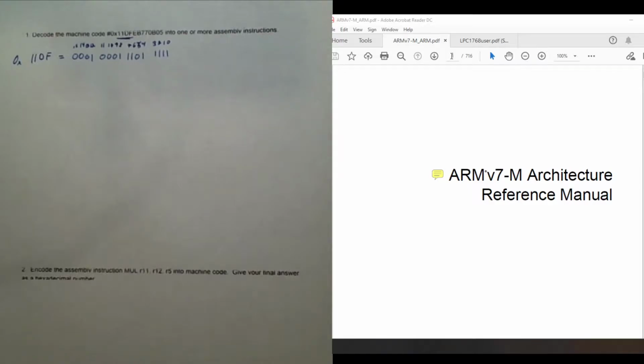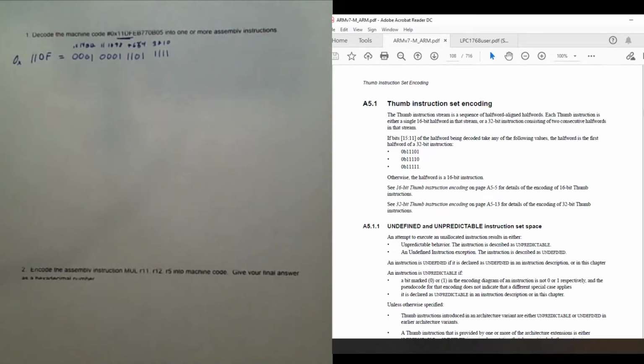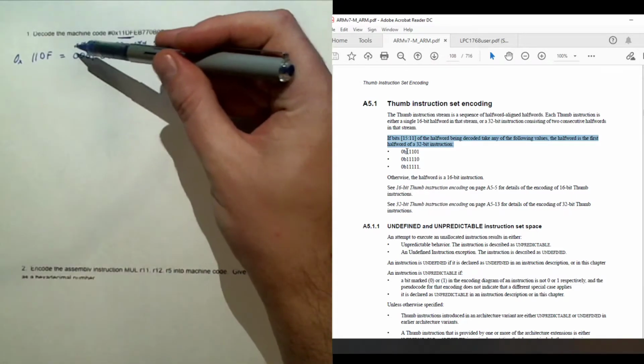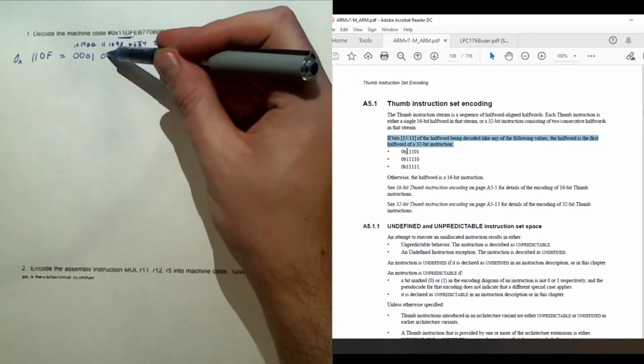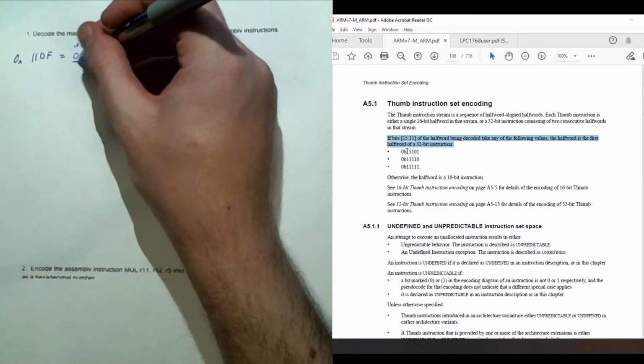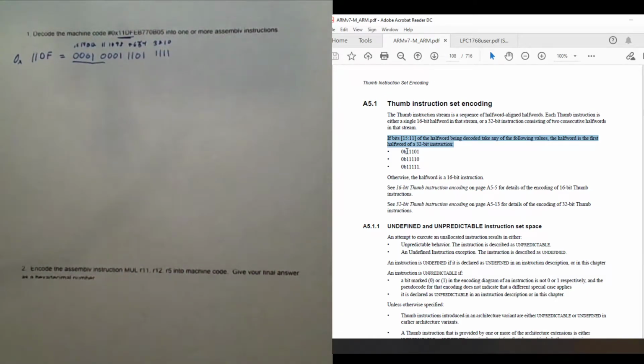So this is reference B from the website, and if you look at the notes, it'll tell you to go to page 108 to get started decoding an instruction. So the first thing we're going to do is look at the first 5 bits as specified here. So if bits 15 through 11 take any of these values, it is a 32-bit instruction. So I'm looking at bits 15 to 11, these first 5 right here. So that's the first thing I'm checking.